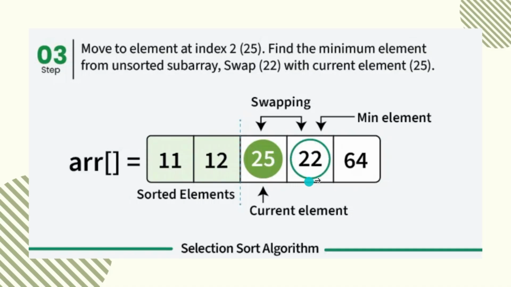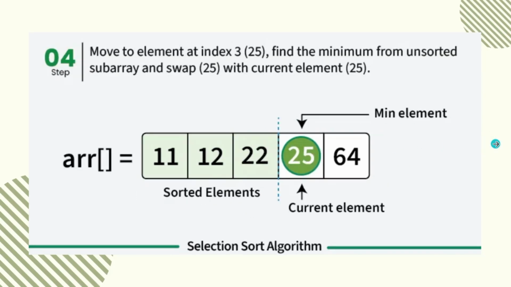It initializes it as the minimum element. Then it searches here, 64, no. So it goes back here, then swaps again. So 25 should be here at index 3, and 22 should be here at index 2. Then after that, move to the element at index 3.